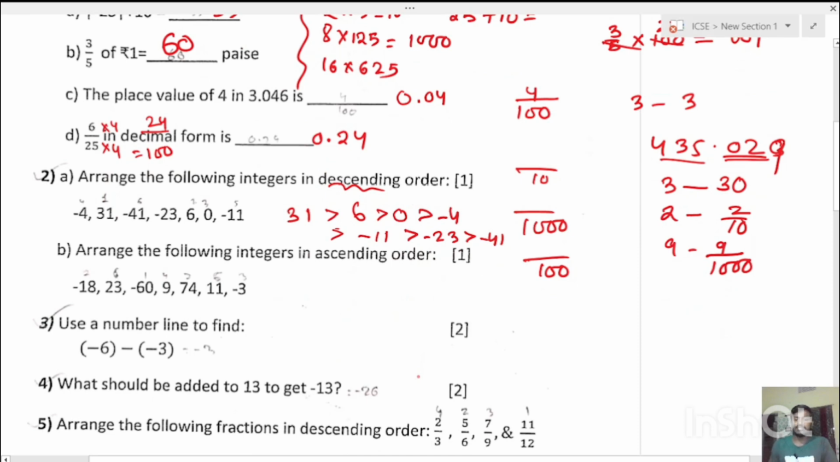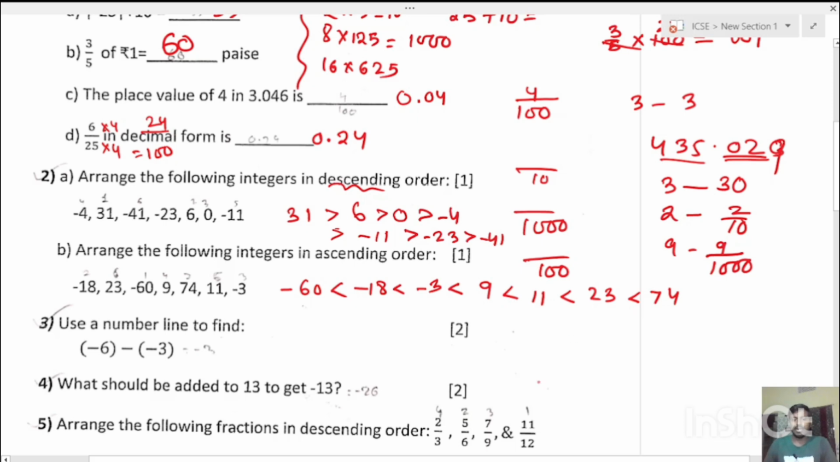Now next question, question number B. Arrange the following integers in ascending order. Ascending means smallest to biggest. So first we write the greatest negative number, that is minus 60, then minus 18, then minus 3, then 9, 11, then 23, then 74. Okay, this is the right answer.